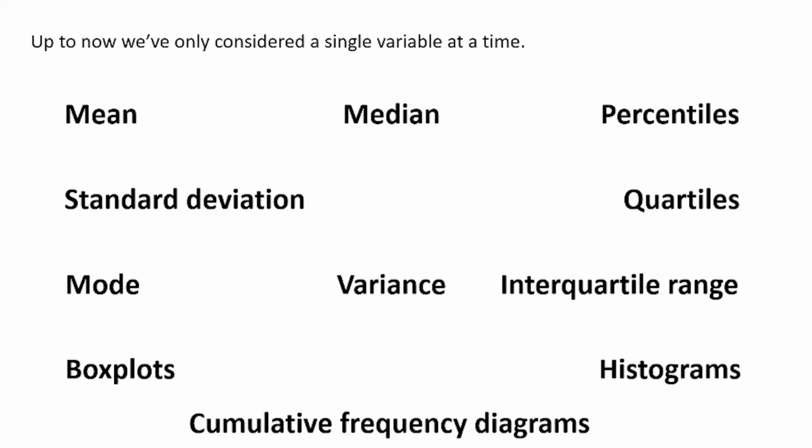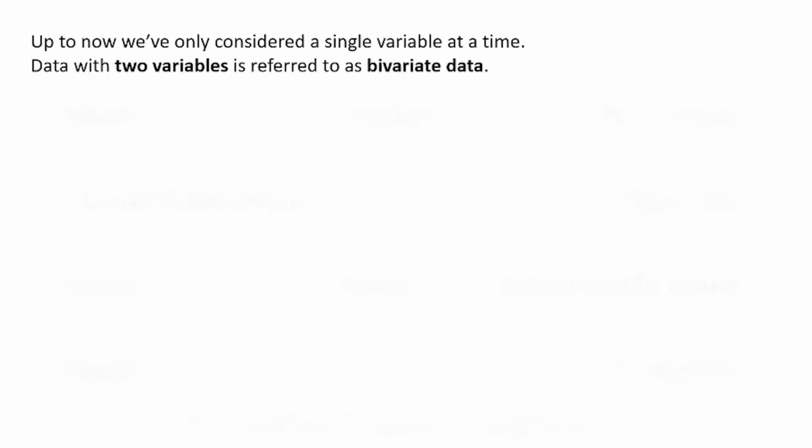We now want to look at bivariate data. Now this is where data comes in pairs. If we wanted to investigate the height and weight, or the relationship between the height and weight of year 10 students, that would be bivariate data. Each person that we used in our sample would give us two pieces of data, one being their height and the other being their weight. Anytime data has two variables, we'll refer to that as bivariate data.